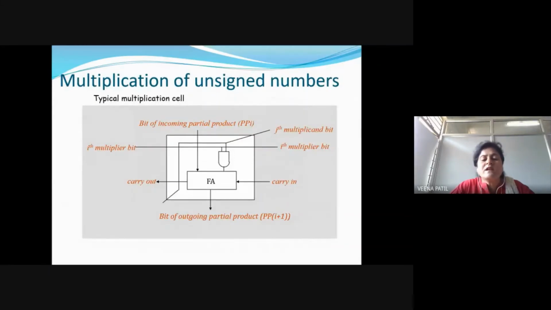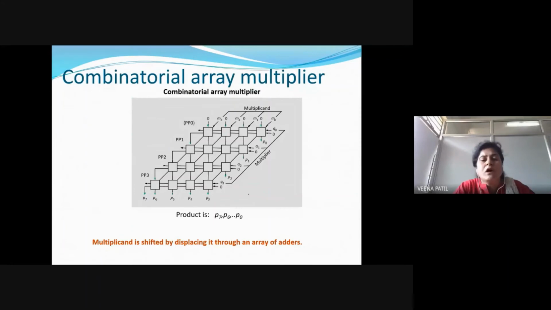Now to design the circuit, we have one full adder and one AND gate. Such circuits are needed, and I have to arrange them in the form of an array. So if it is a 4 bit into 4 bit multiplication, then I'll be needing a 4 into 4 array. Such big will be the circuit. Now since it is only 4 into 4, 16 bits are there.